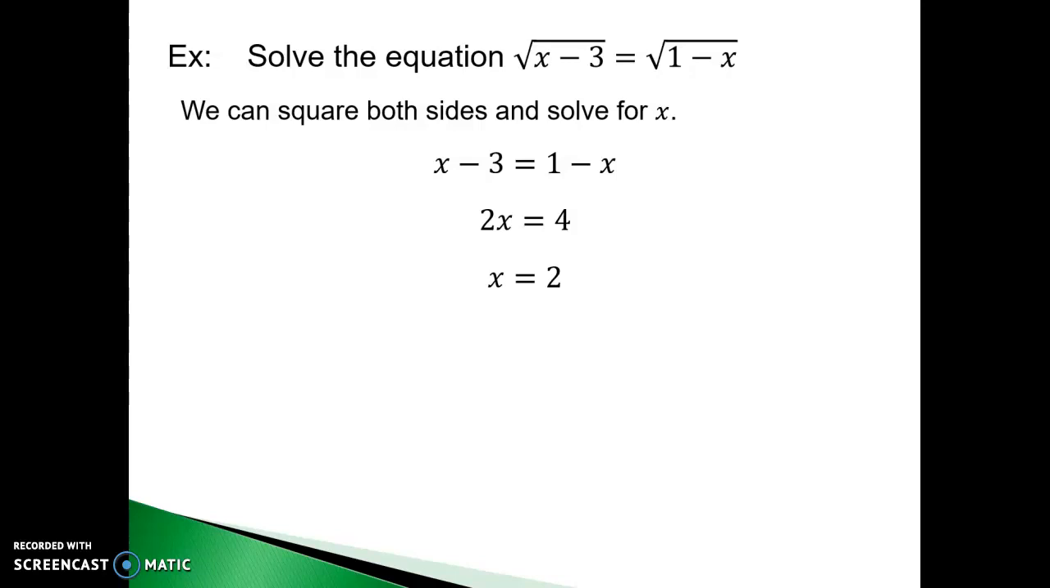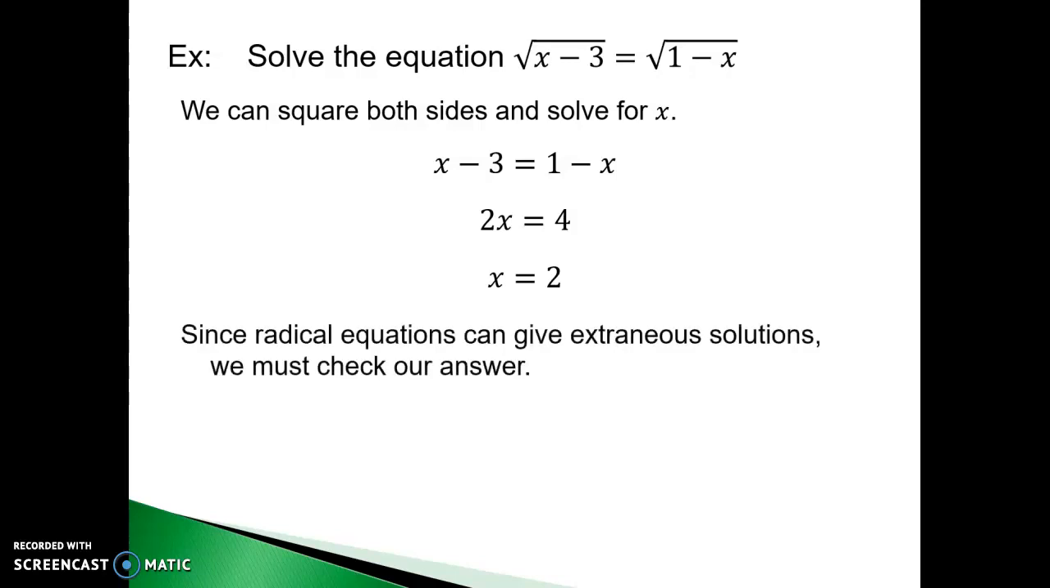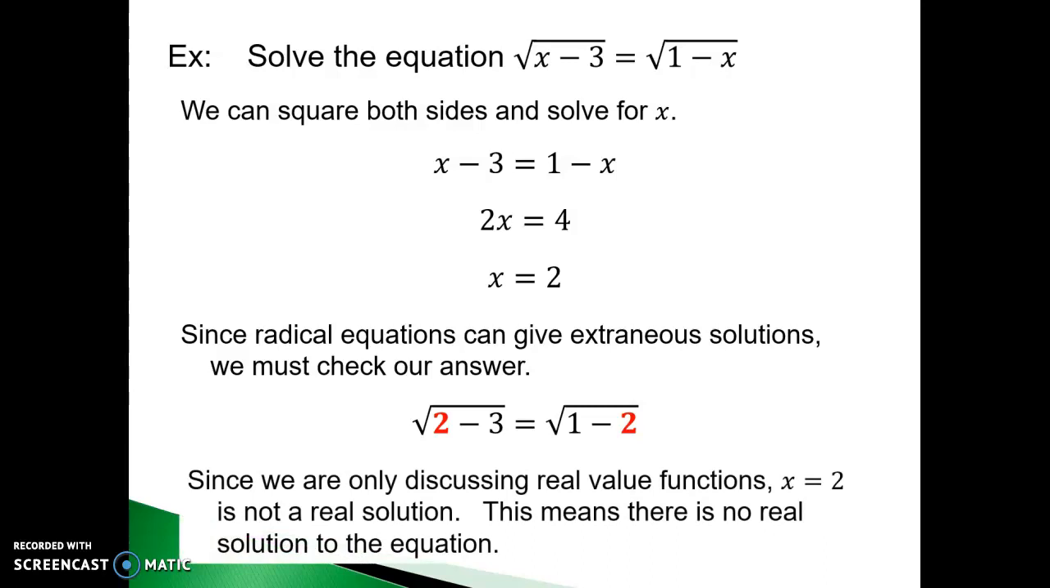The problem is, once we square both sides, we get possible extraneous solutions, meaning that I have perfect work, but the answer is not correct. So you always have to check your answer when it comes to square roots or squaring both sides. And so if I substitute 2 in, it looks like we get something that's equal. But notice that it's the square root of -1 equal to the square root of -1. And that doesn't give me a real solution. It's not something I could graph. So since we're only discussing real values, x equal to 2 is not a real solution. And so that means that there would be no real solution to this equation.